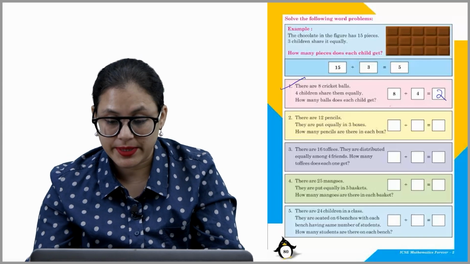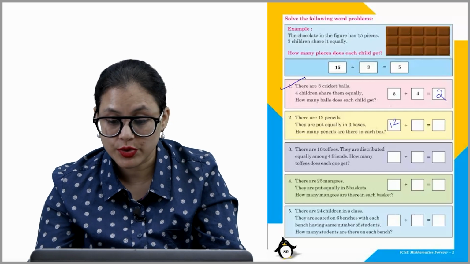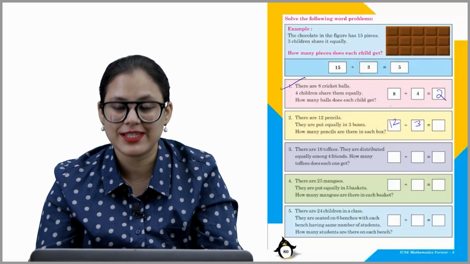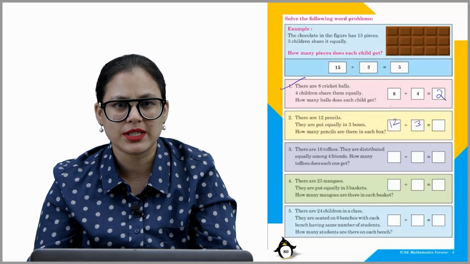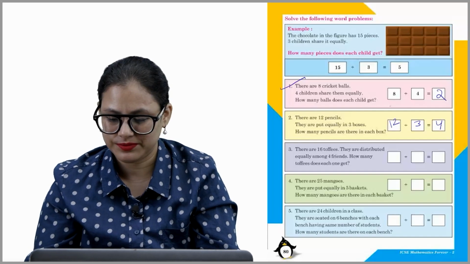Next, there are 12 pencils. Total pencils 12. They are put equally in 3 boxes. How many pencils are there in each box? 12 divided by 3 is equals to 4. Okay.